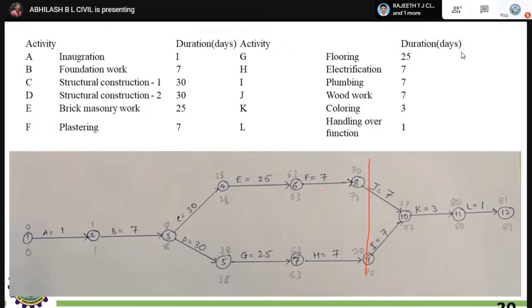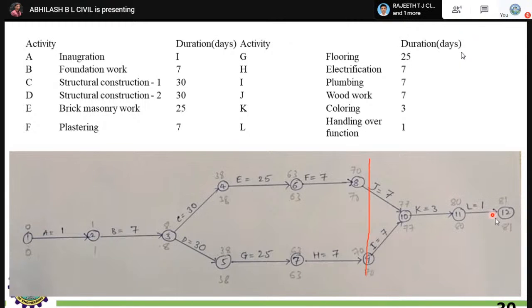Without completing this I, you cannot go with the J, right? If J comes, I completes itself, you have to go with the K event, that is 78, 77. But here, for luck's sake, you are getting both the values as 77. That is, you start with 77 plus 3, you will get 80, right? Next, 80 plus 1, 81.